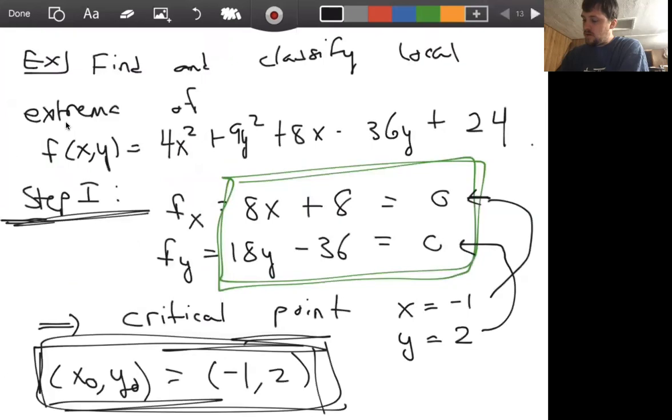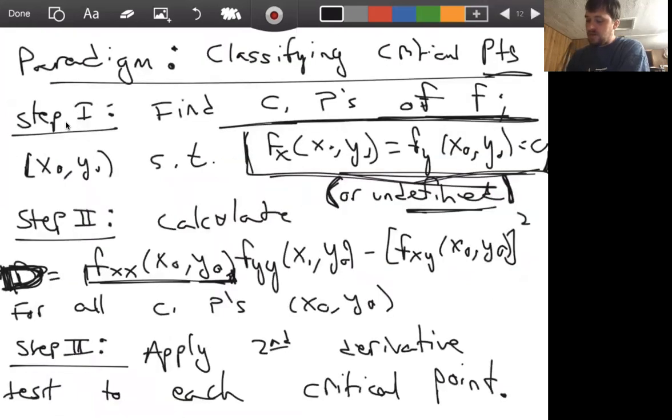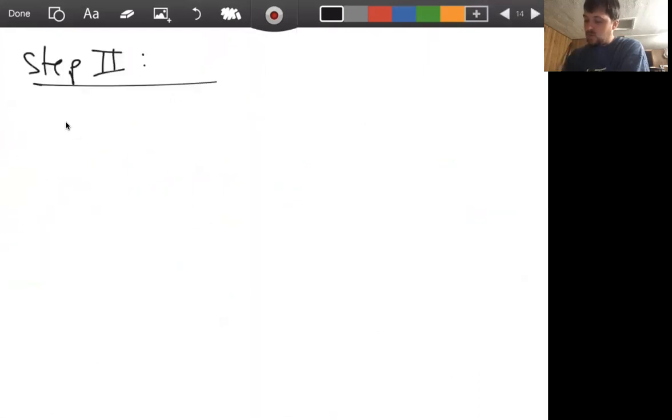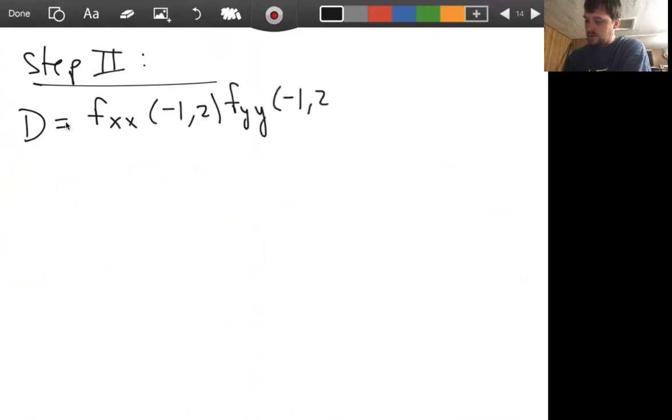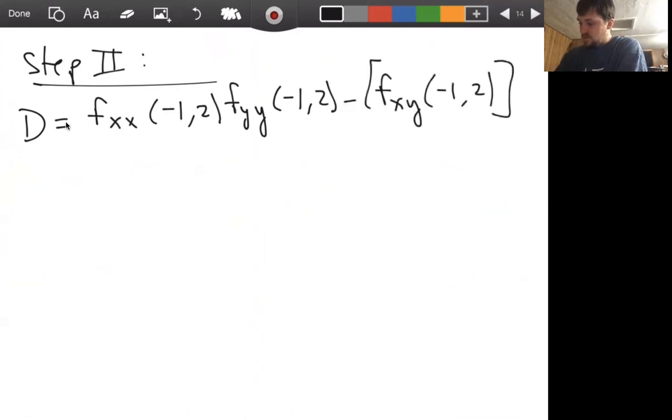What is step two? Step two is to calculate the discriminant for every critical point. Okay, well, we only have one, and so the discriminant is going to be f sub xx at the point (-1, 2) times f sub yy at the point (-1, 2) minus f sub xy at the point (-1, 2), and this whole thing is squared.